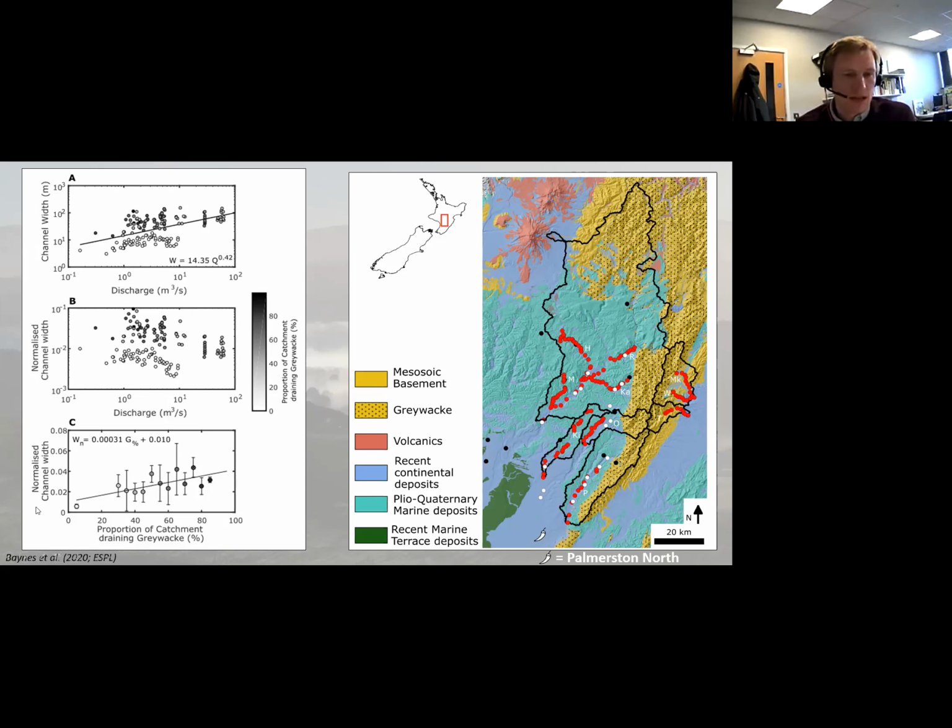As you can see here at the bottom, those which don't have any are really quite narrow compared to the others, and there does seem to be, it's a bit noisy, but there is an increase in the normalized channel width with the increase in catchment draining greywacke. So that was a really interesting observation, and we just wanted to check whether the spread in this data was based on the grain size that we measured.